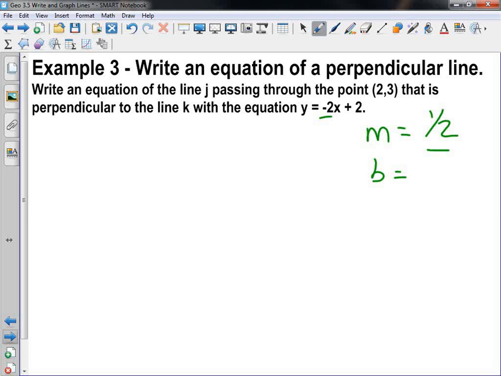Let's have Brenda. Can you help me set up how I'm going to solve my b? Yeah. So y equals mx plus b. Okay. And now help me plug in numbers. So y equals 1/2 x plus b. We can plug in more numbers.